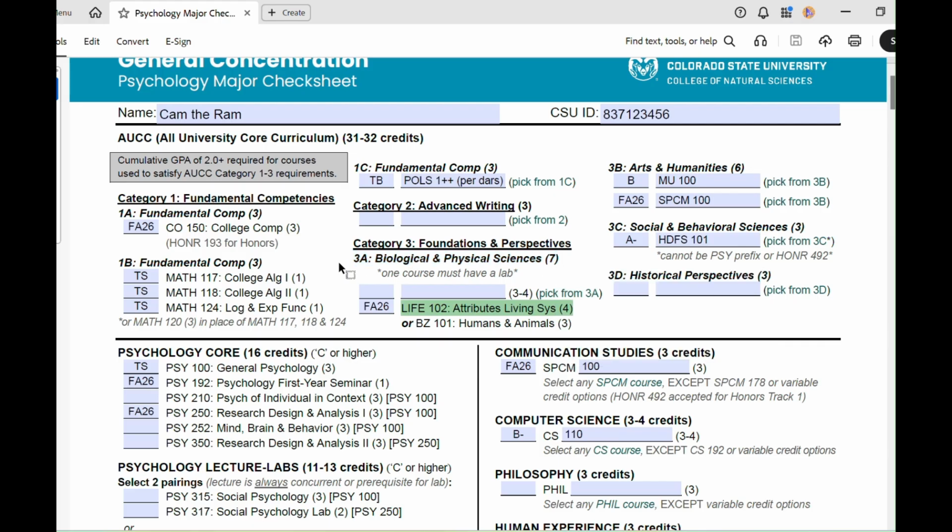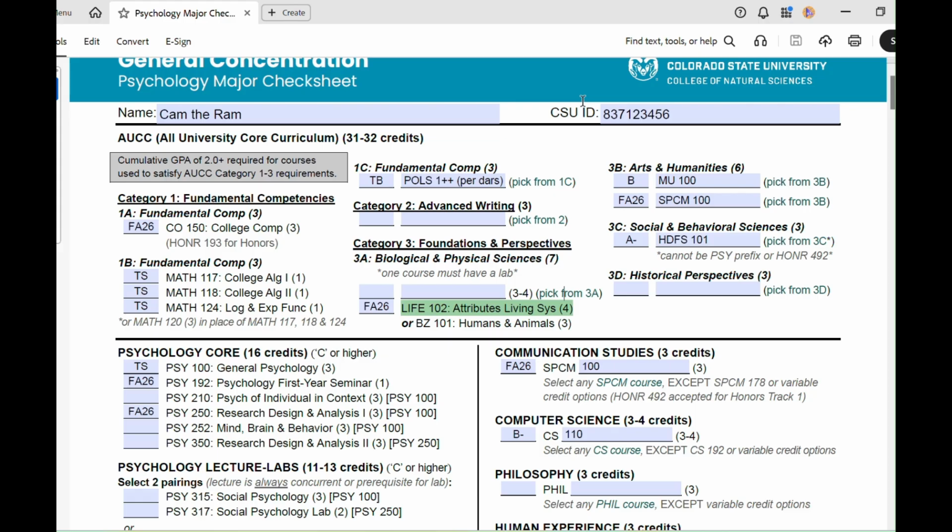All CSU students must take 2 science courses, one of which must have a lab component. For psychology majors, please note you will need to take 3 total science courses. We will discuss the first 2 requirements now, and we will chat about the last science requirement in a moment.